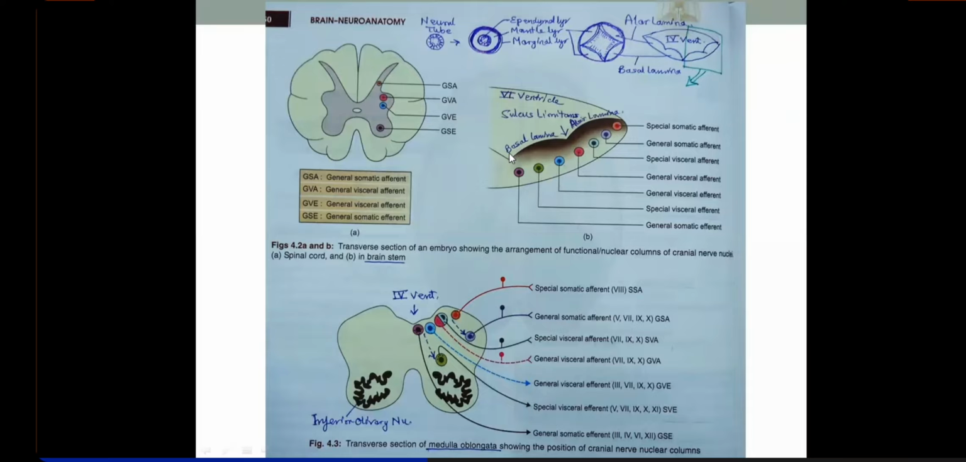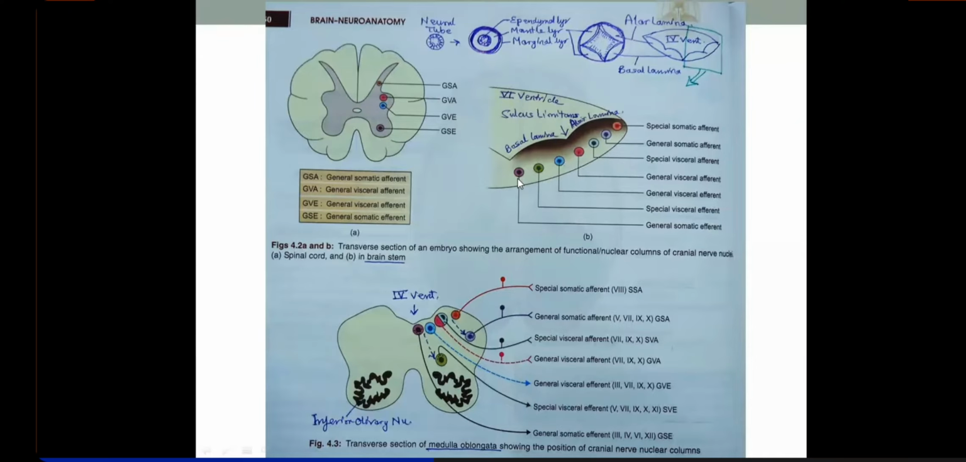So what you find is the anterior median fissure. Then medially it will be the basal lamina, in which you will find the motor functional columns, the efferent functional columns. Laterally you'll find the alar lamina with afferents or the sensory functional columns, and this cavity is the fourth ventricle. In the floor of this fourth ventricle, you will find the two lamina, basal and alar lamina, separated by the sulcus limitans, and this forms the roof of the fourth ventricle.